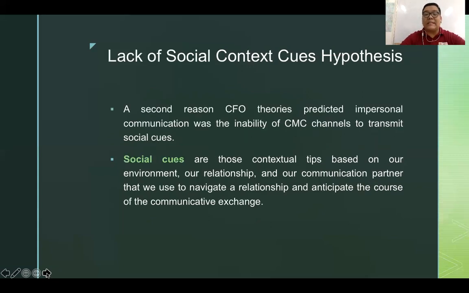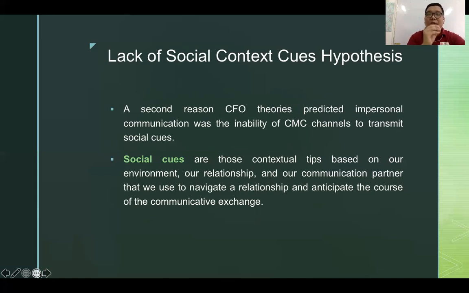We also have this lack of social context cues hypothesis. So we have had a discussion on the CFO paradigm, and then the social presence theory. This time, let's understand CMC from the perspective of social context cues hypothesis. Now, a second reason CFO theories predicted impersonal communication was the inability of CMC channels to transmit social cues.